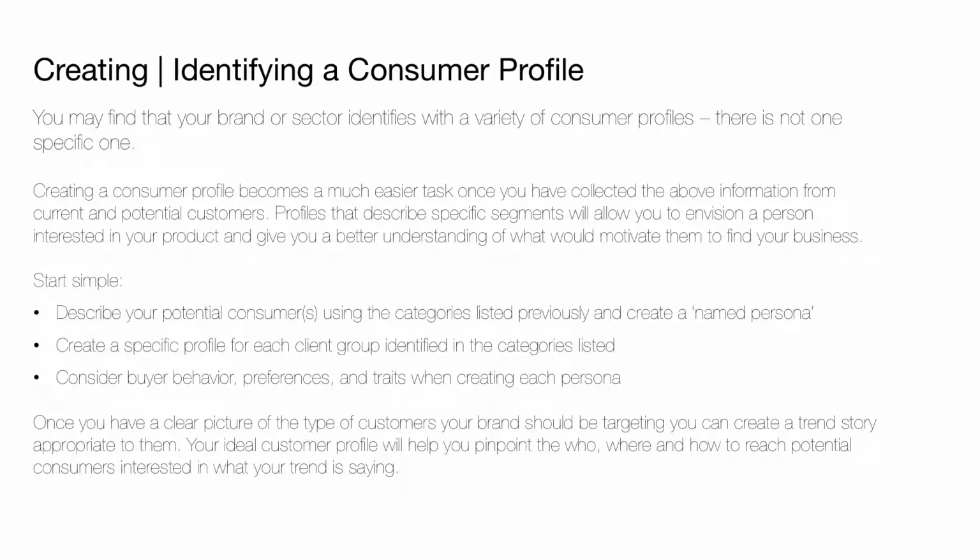Start simple. Describe your potential consumers using the categories listed previously and create a named persona or named personas. Create a specific profile for each client group identified in the categories listed. Consider buying behaviour, preferences and traits when creating each persona. Once you have a clear picture of the type of customers your brand should be targeting, you can create a story appropriate to them. Your ideal customer profile will help you pinpoint the who, where and how to reach potential customers interested in what your trend is saying.